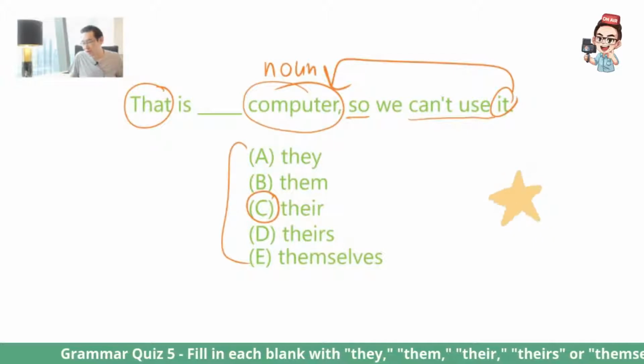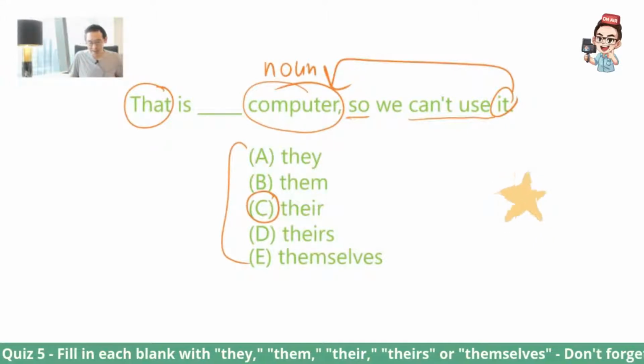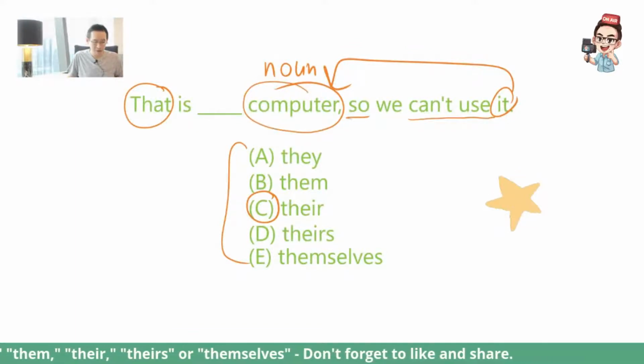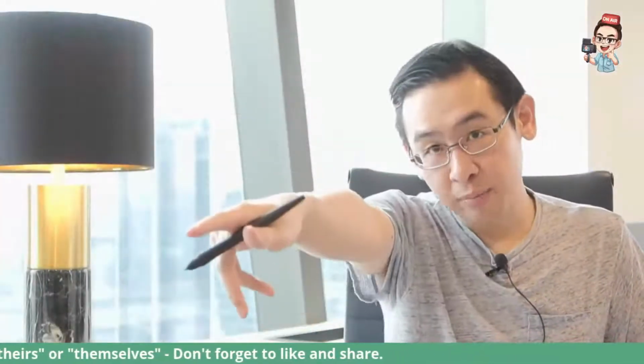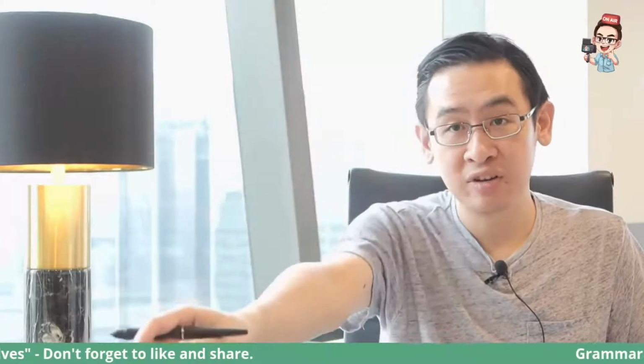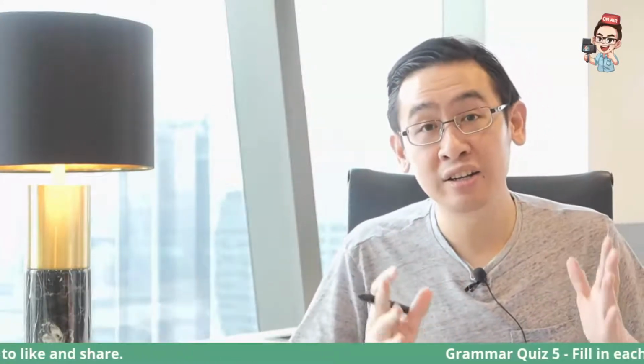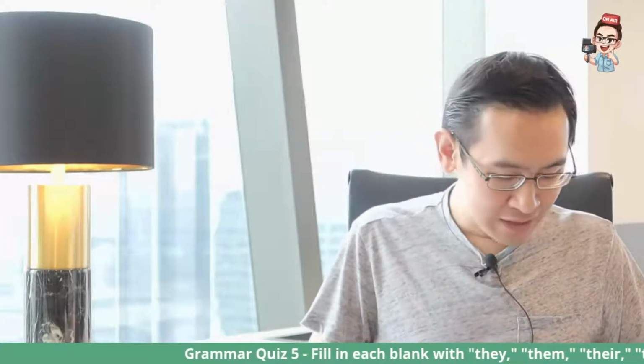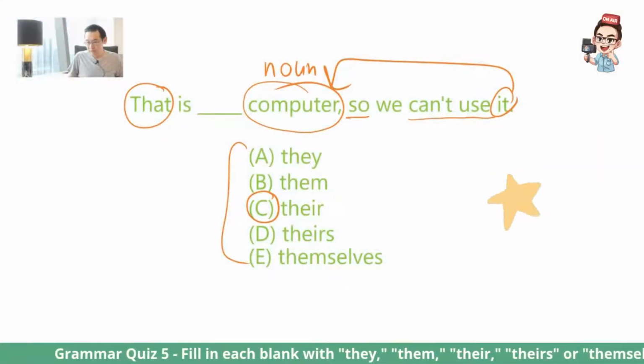So you all got it correct. That's great. That is their computer, so we can't use it. You know, we're talking about that like there's a computer over there. It's their computer. It's not ours, so we can't use that computer. All right, great, everyone. Okay, let's move on.